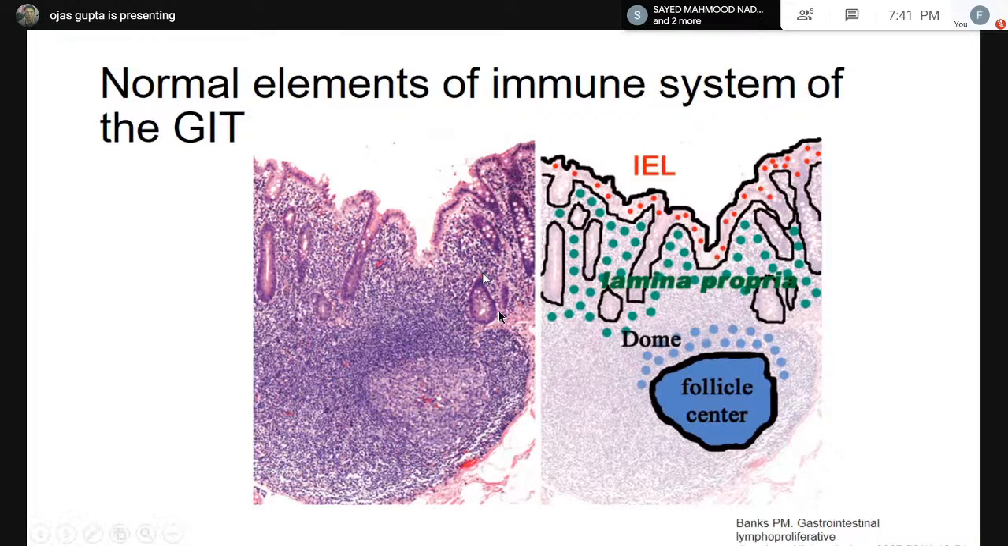So the GIT, gastrointestinal tract, has mainly three components of the immune system. The first and the prominent one is the mucosal lymphoid aggregate. The second one is the lamina propria lymphoid cells, and the third one is the intraepithelial lymphocytes. So this mucosal lymphoid aggregate is functionally and anatomically similar to miniature lymph nodes, and its follicular architecture is also homologous to the lymph node.